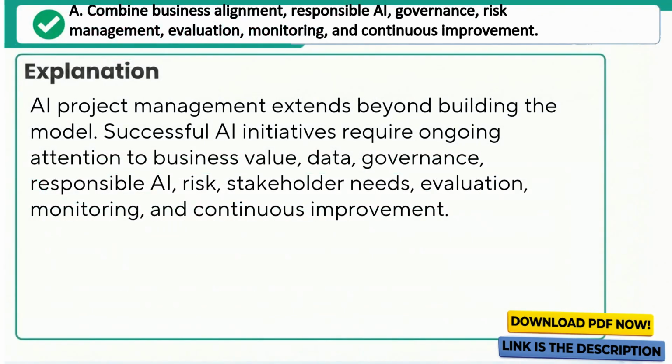Correct answer. A. Combine business alignment, responsible AI, governance, risk management, evaluation, monitoring, and continuous improvement. Explanation. AI project management extends beyond building the model. Successful AI initiatives require ongoing attention to business value, data, governance, responsible AI, risk, stakeholder needs, evaluation, monitoring, and continuous improvement.